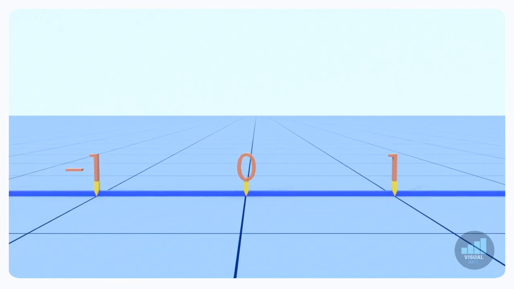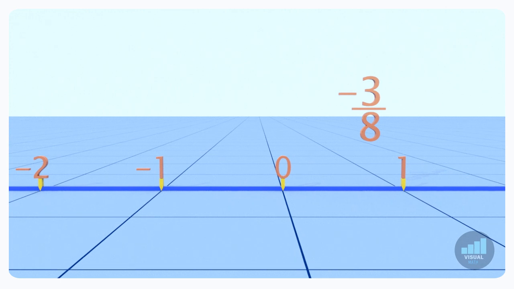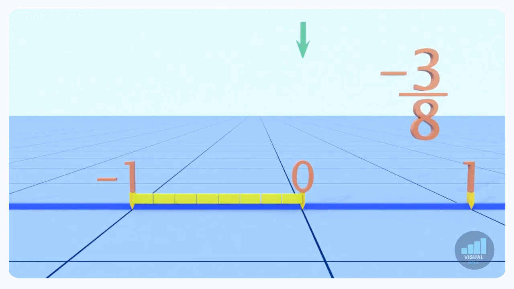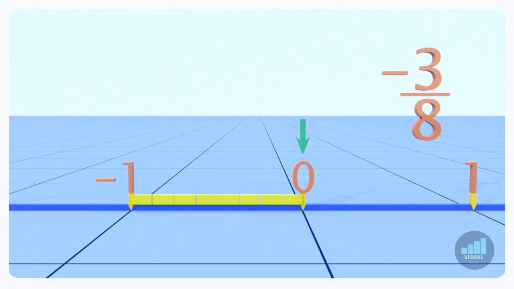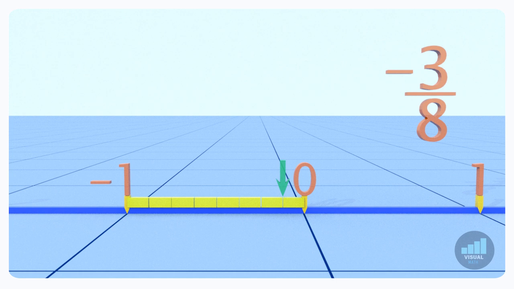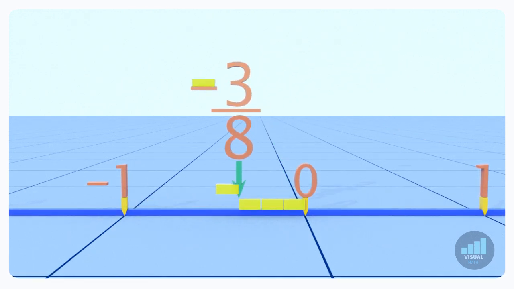Second example, -3/8. The fraction -3/8 tells us that one whole unit is divided into 8 equal parts, and we need to take 3 of those parts. Since the fraction is negative, we move to the left of 0 instead of the right. We count 3 small steps to the left and place our mark there. This is the place to mark -3/8.